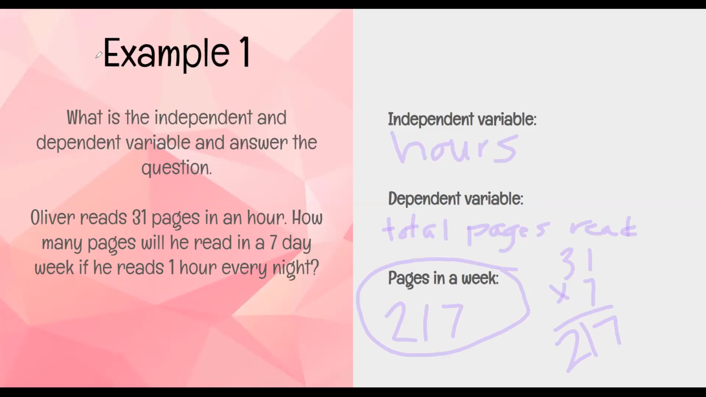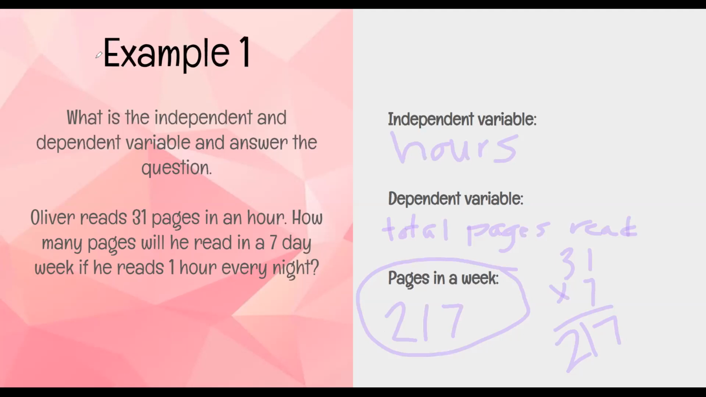So my answer to that question is the total number of pages that he read. That depended upon how many hours he read. So that was the number that I multiplied by. I multiplied by 7 because he read 7 hours. So had he read 8 hours, that would then change my answer to the pages in a week, and it would then change my total number of pages read.